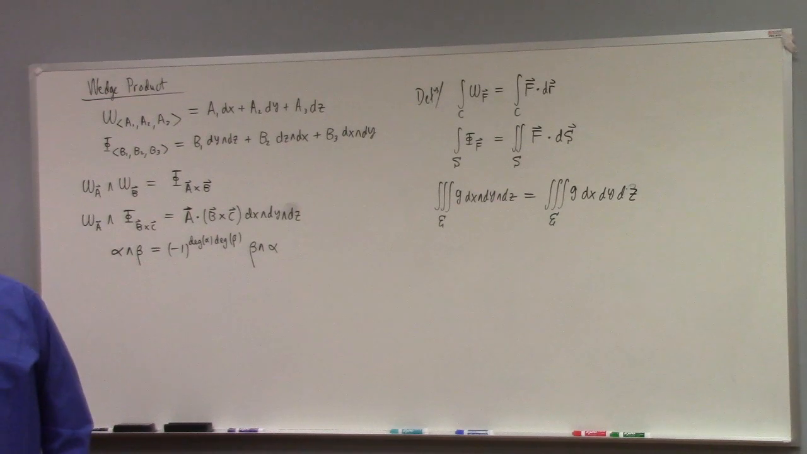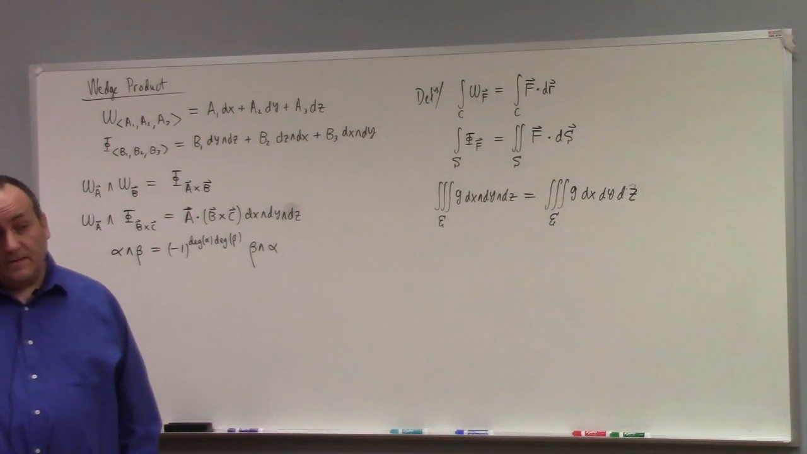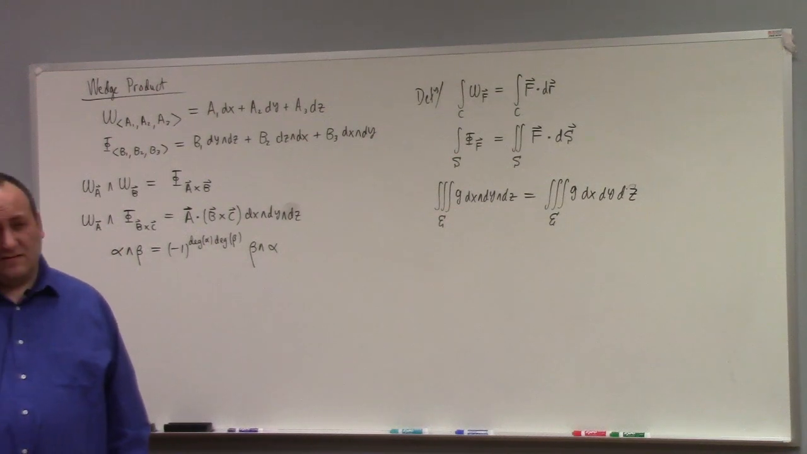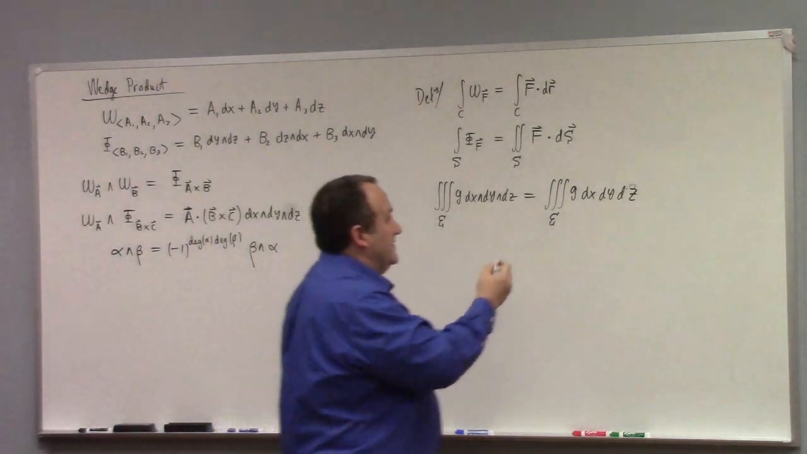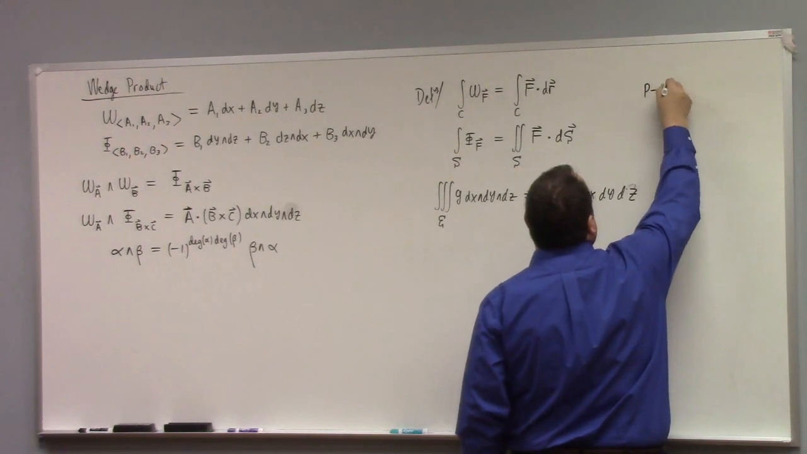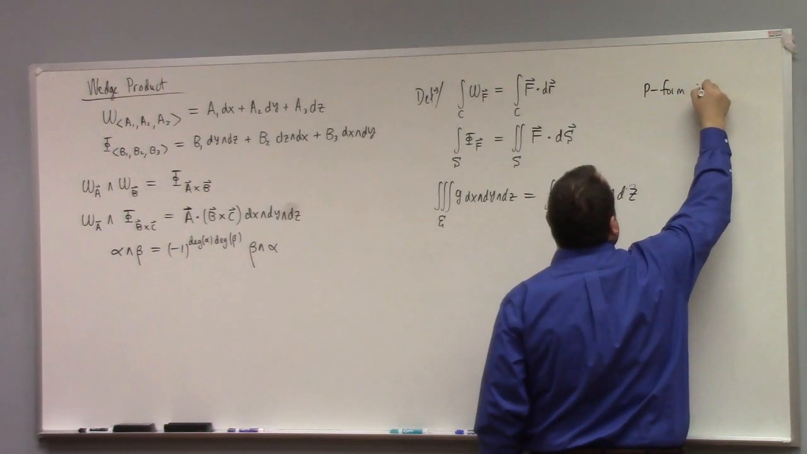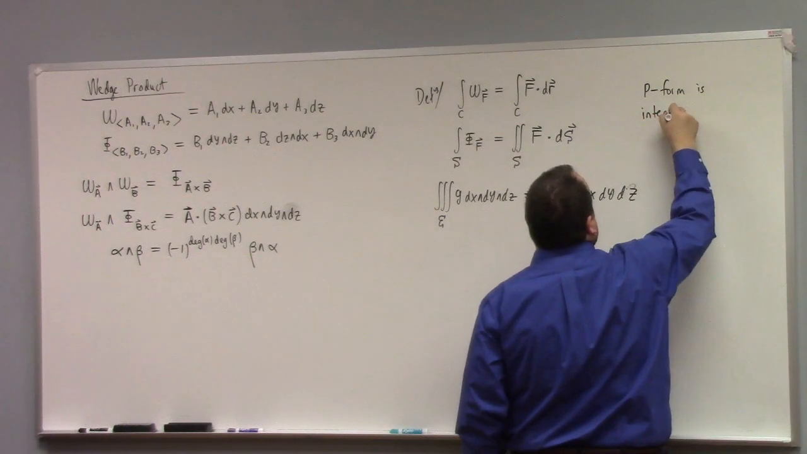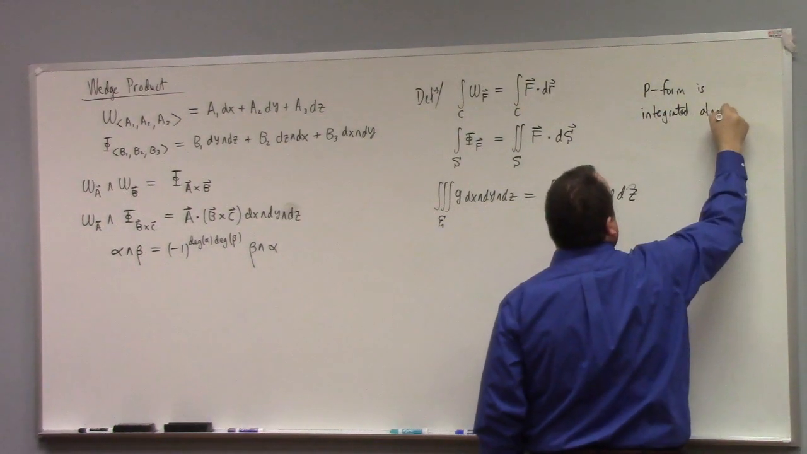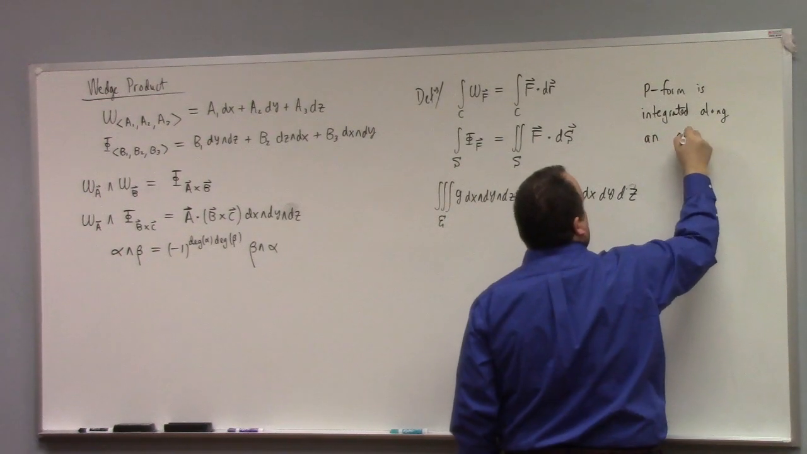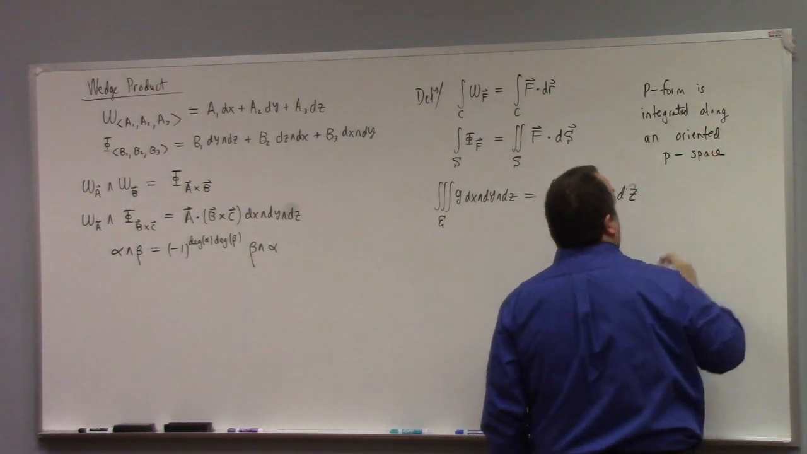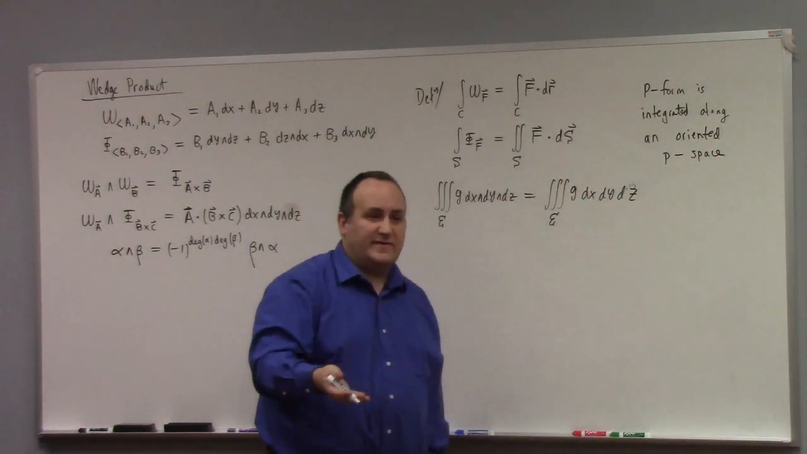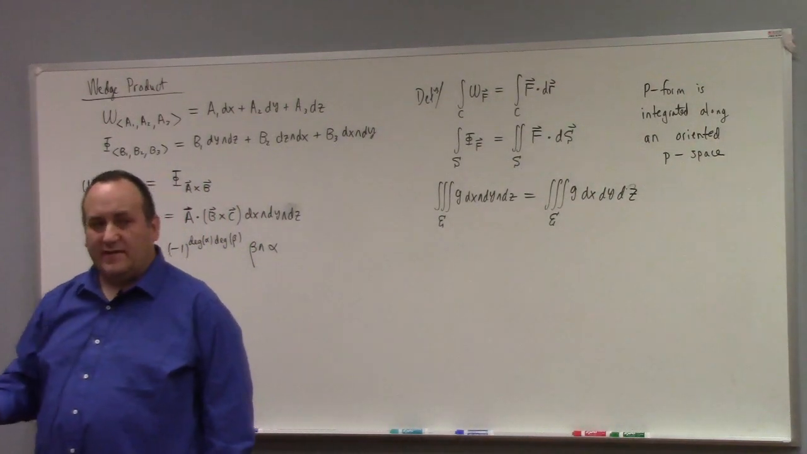But there's something here, all right? You notice I'm proposing that to integrate a K form, we have to integrate it over a K-dimensional subspace. Or you could say this: a P form is integrated along an oriented P-space, if you like. So a one-dimensional space is a curve, a two-dimensional space is a surface, a three-dimensional space is a volume.